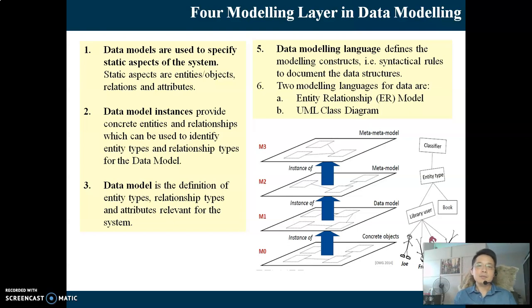Using the library loan system as an example, we have many library users. In this example, we have Joe, Fred, Lisa, and Zoe. They are all library users. Joe, Fred, Lisa, and Zoe, they are concrete objects. They are examples, which we can group together as library user.